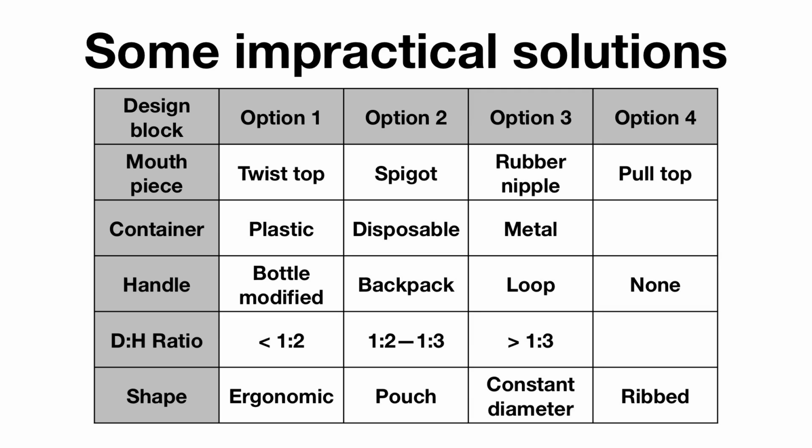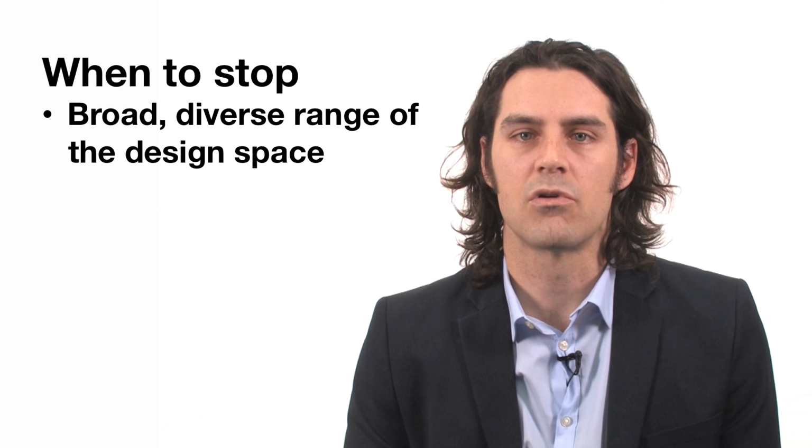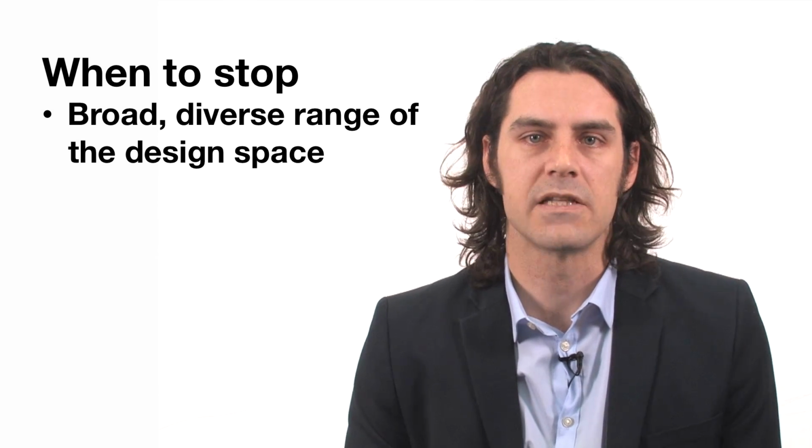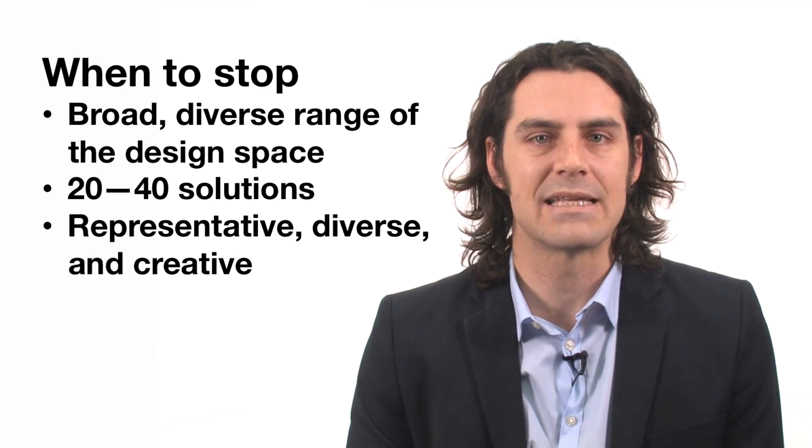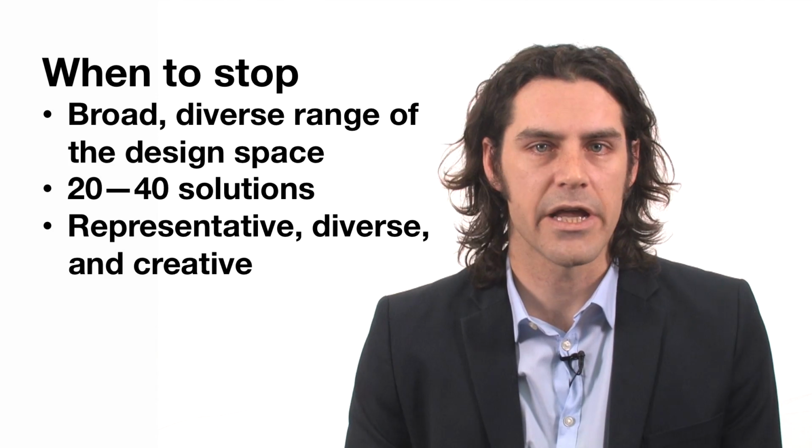Although this calculation gives you a large number of possible solutions, there are a number of them that just don't work. One example is that a twist top on a backpack is just simply impractical. It's also unreasonable to expect that your pouch, carried on your back like a dromedary, would be made of metal. Students often struggle with when to stop generating solutions using their morph charts. Your goal should be to generate enough solutions to get a broad and diverse range of the design space itself. And often this means 20 to 40 solutions which are representative, diverse, and creative.